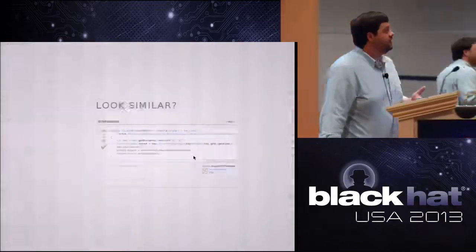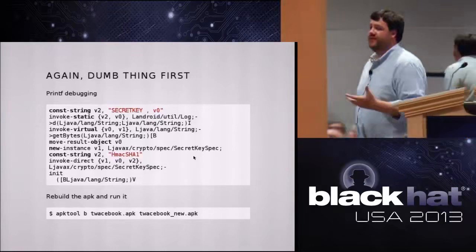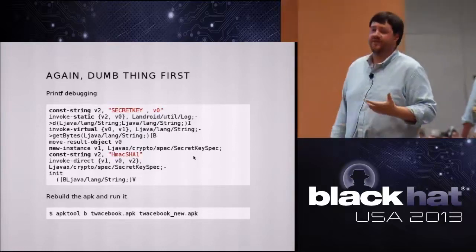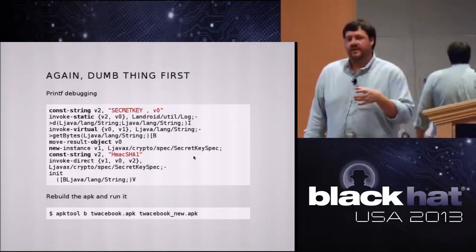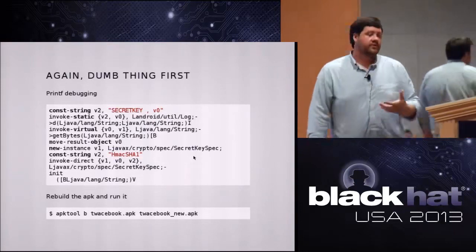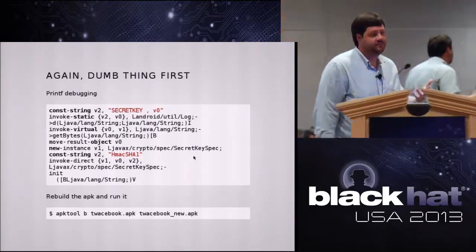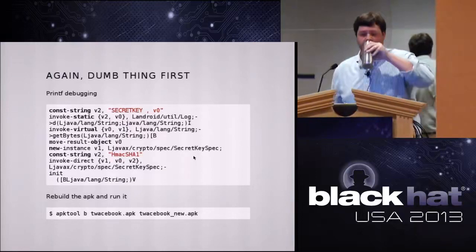So the good thing, sorry, backwards again. Doing the dumb thing first, we can turn to every freshman year computer science major's best friend and do printf debugging. With Smali, you can edit the assembly and rebuild the Android application and run it again. So we can just dump debug statements right into this signing function, and then our keys are dumped out into the log.